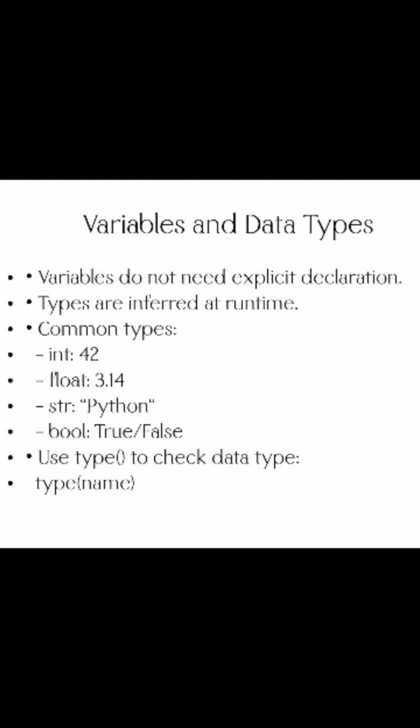Rules for naming variables. To use variables effectively, we must follow Python's naming rules. The first one is variable names can only contain letters, digits, and underscores. A variable name cannot start with a digit. Variable names are case sensitive. Avoid using Python keywords like if, else, for as variable names.